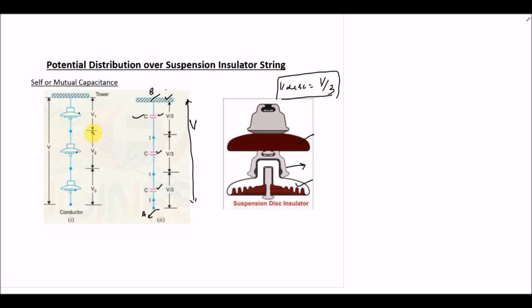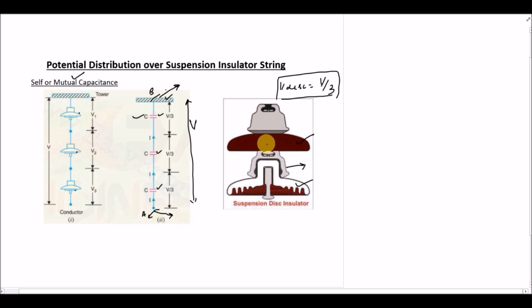In that we talked about two different types of capacitances. The first one was the self or mutual capacitance. If we have three discs in a string, then it can be represented by three capacitance values, and we have a current that is flowing from the conductor towards a grounded tower. So this is your grounded tower and this is your conductor. The conductor is placed at the bottom of the string of insulators, and this capacitance is actually due to the metal fitting, and then there is an insulator, then there is another metal fitting, so it forms a capacitor.